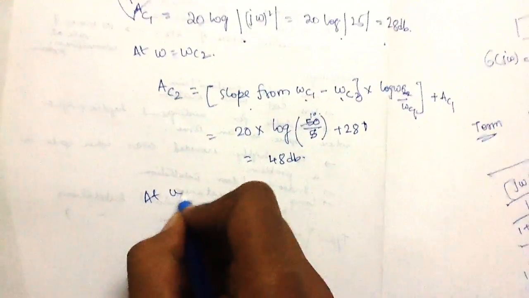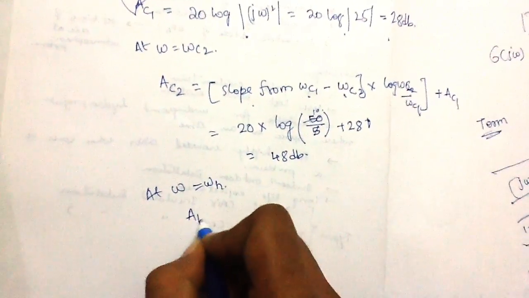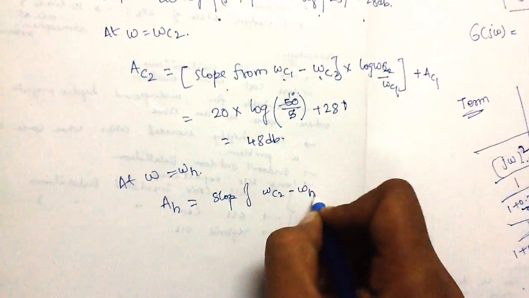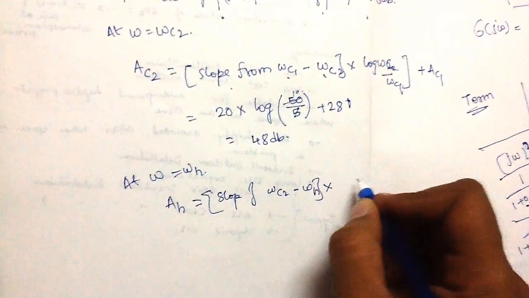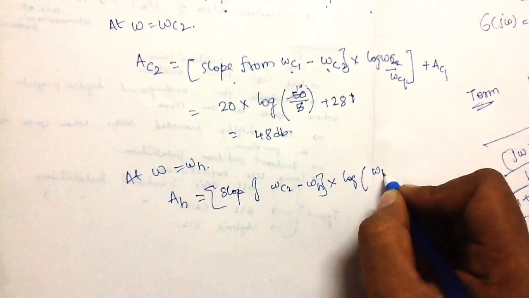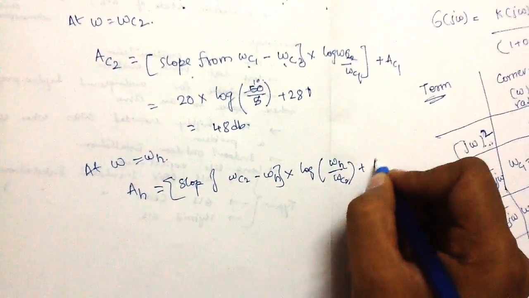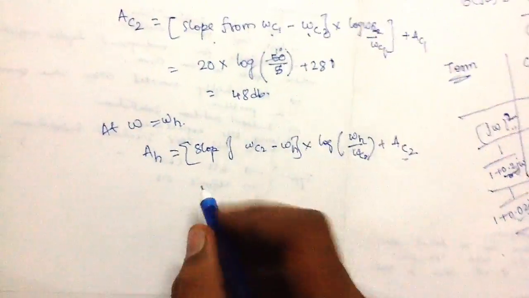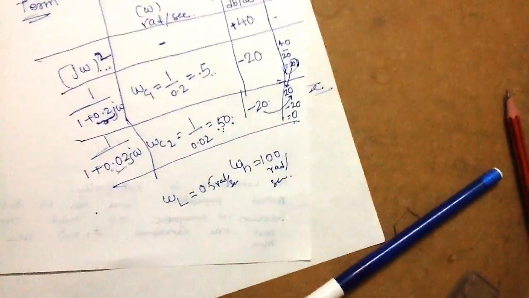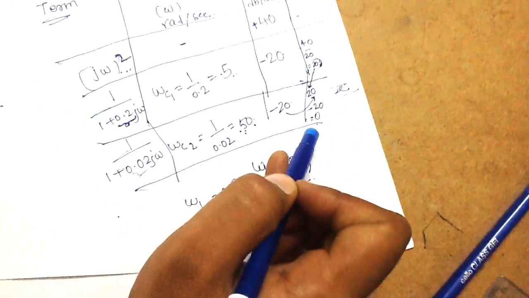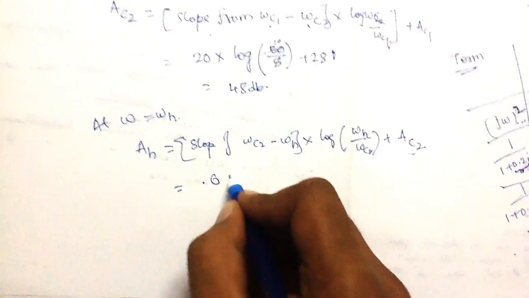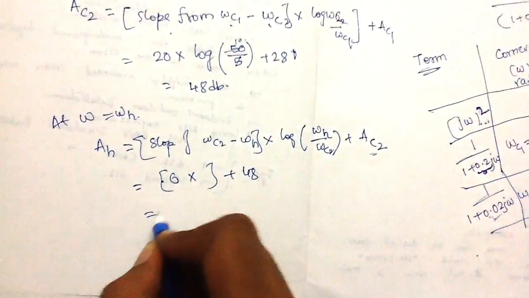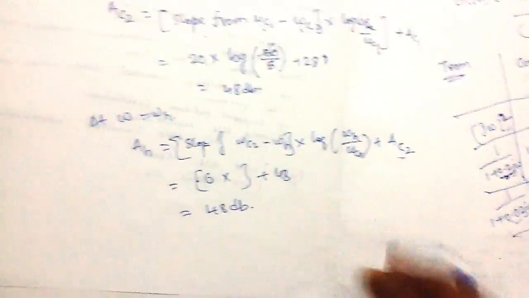And in the same way, at omega is equal to omega h, A at omega h is equal to slope from omega C2 to omega h into logarithm of omega h by omega C2 plus magnitude at omega C2, the previous magnitude, that is your 48. Now the slope is, if you can tell, you're going to tell it with ease, it's 0. So 0 into whatever is anyway 0, I'm not writing that down, plus 48. So this is also equal to 48 decibels.